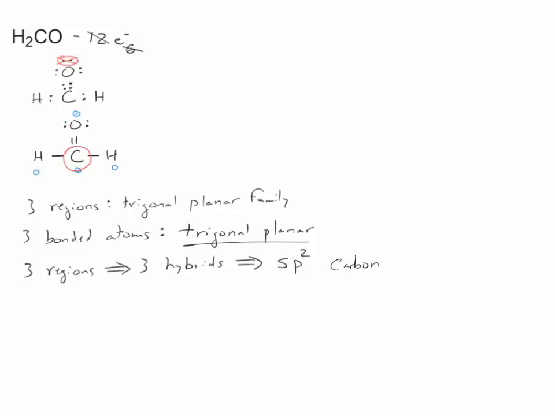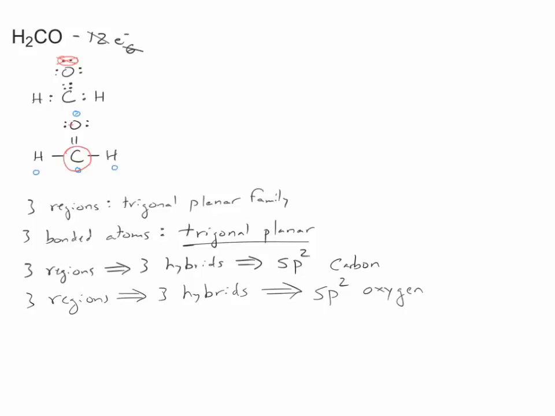Now for the oxygen. Again, regions of electrons for the oxygen. We have 1 region here, 1 region there, 1 region there. So 3 regions around the oxygen. What does that tell us? That tells us we need 3 hybrids, and that tells us the oxygen must be sp2 hybridized. So now we know the actual Lewis structure, we know the shape itself, and we know the hybridization around each of the atoms in it.